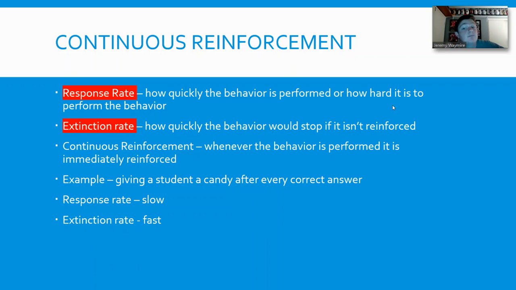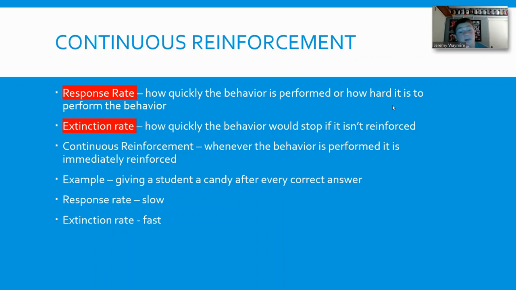The extinction rate mostly has to do with learning because you want students to keep continuing the behaviors even though they aren't always going to be reinforced. So you still want students to respond to questions even if they aren't going to be, for example, getting a candy every time. So the first type of schedule is continuous reinforcement.